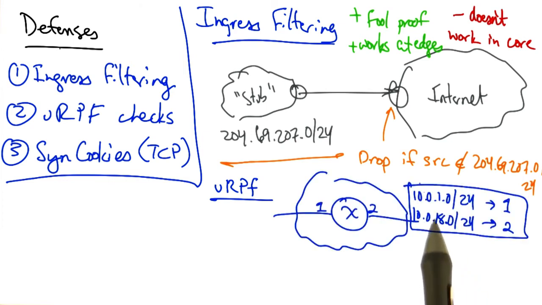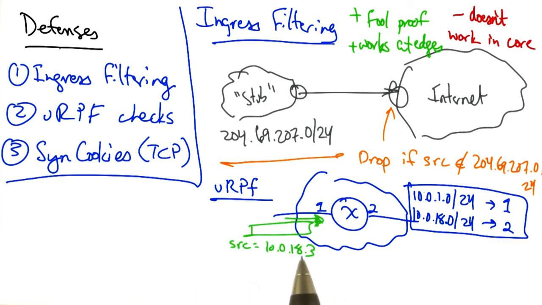So if a router had a routing table that said all packets for 10.0.1.0/24 should be sent via interface 1, and all packets destined for 10.0.18.0/24 should be sent via interface 2, then URPF says if we see a packet with a particular source IP address on an incoming interface that is different than where we would have sent the packet in the reverse direction, then we should go ahead and drop this packet.